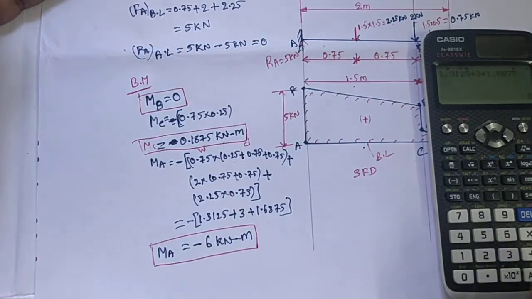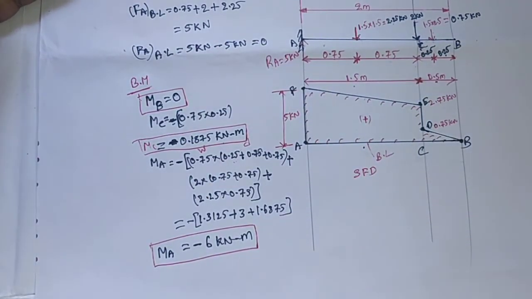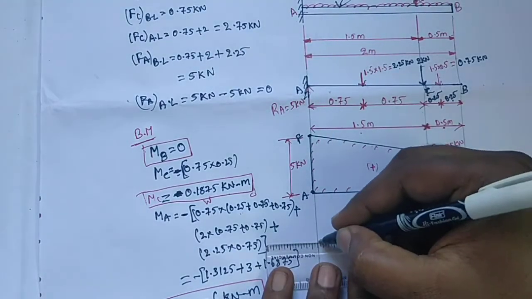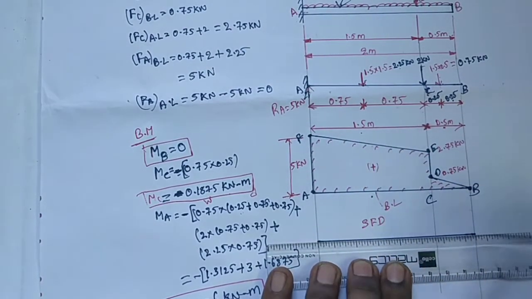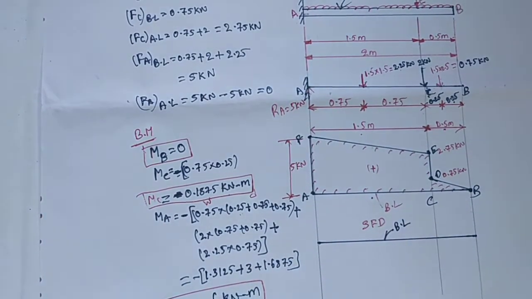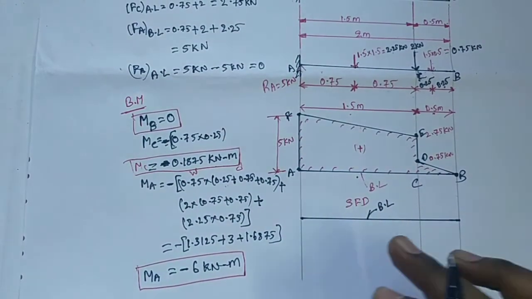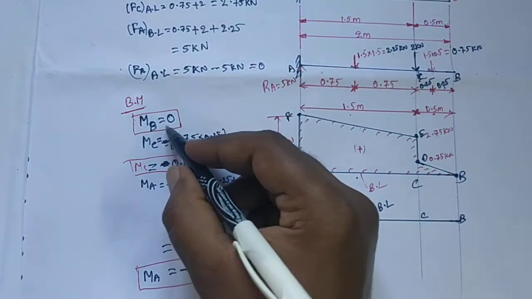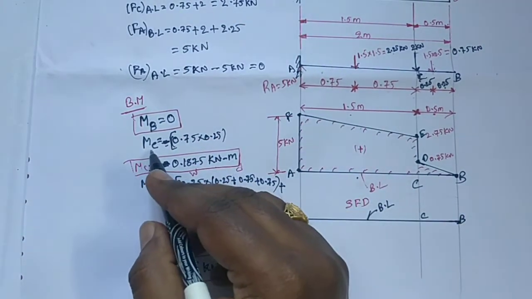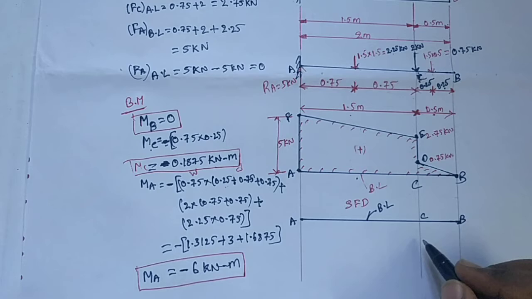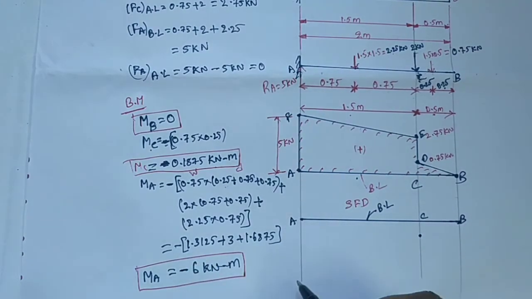For these three values, we need to draw the bending moment diagram. It is the baseline. Here the three values are negative, so the bending moment is drawn below the baseline. First draw the baseline, next give the notations A, B, and this point is C. At point B the bending moment is 0. Next, bending moment at point C is minus 0.1875. Next, bending moment at point A is minus 6.